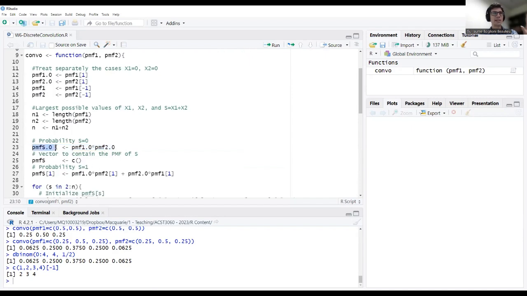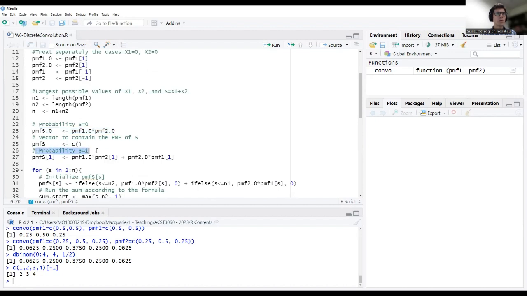What's the probability s is exactly equal to 0? Well, it's the probability that x1 equals 0 and x2 equals 0. So it's just the multiplication of those probabilities: probability x1 is 0 times probability x2 is 0. So I can deal with this case manually if you want. And I'm also going to deal with the case s equals 1 manually, because it's a simple case.